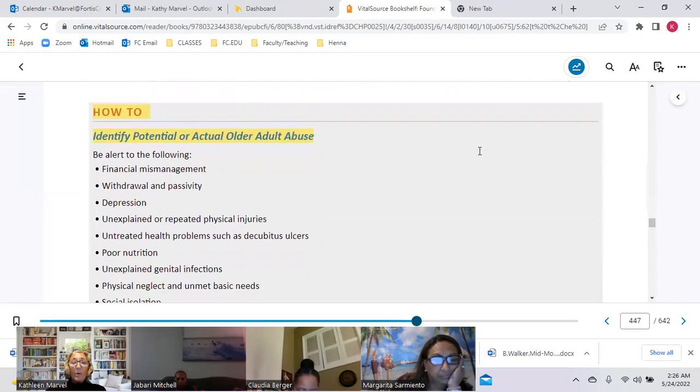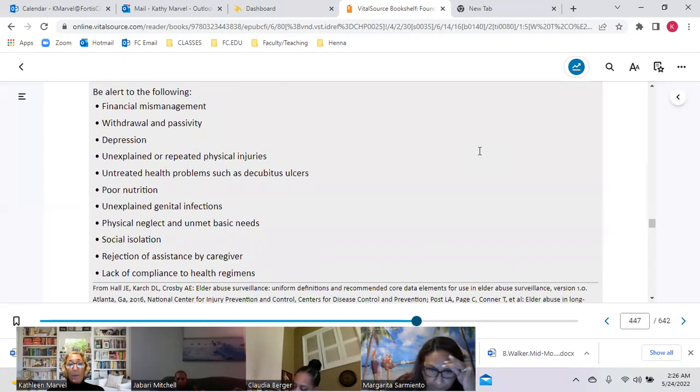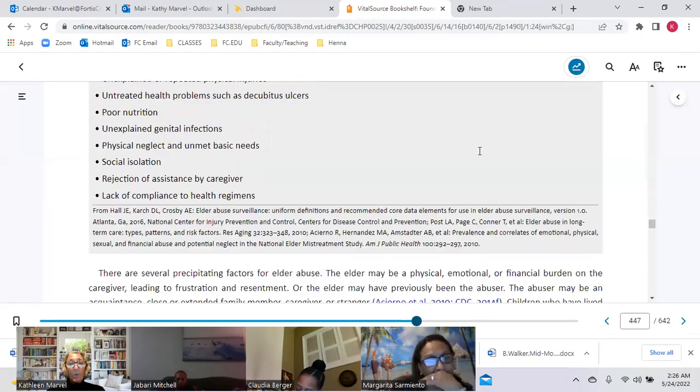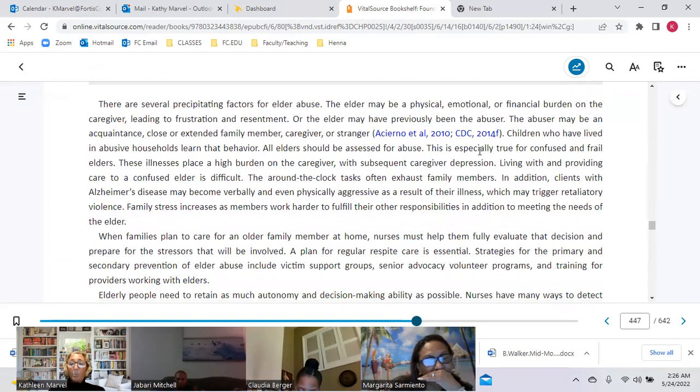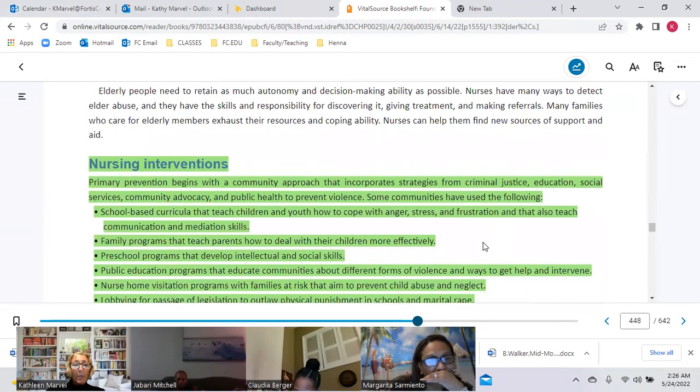Okay, and here's a great box of how to identify potential or actual older adult abuse. Okay, here's the things you need to be alert with. Okay, and that's all I wanted to cover in this chapter. Oh, actually, nope, there's one more thing.